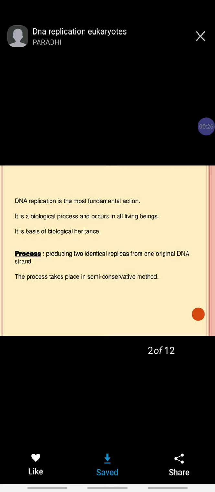where the DNA or nucleic acid is located. So DNA replication is the most fundamental process by which the information of the DNA is copied into the daughter strand of DNA, producing two identical replicas from one original DNA strand. The process takes place in a semi-conservative manner.